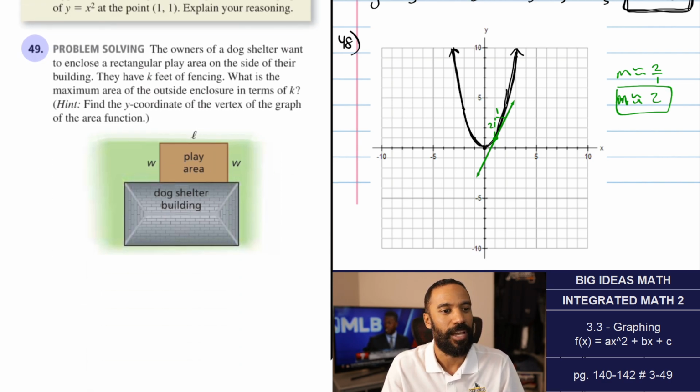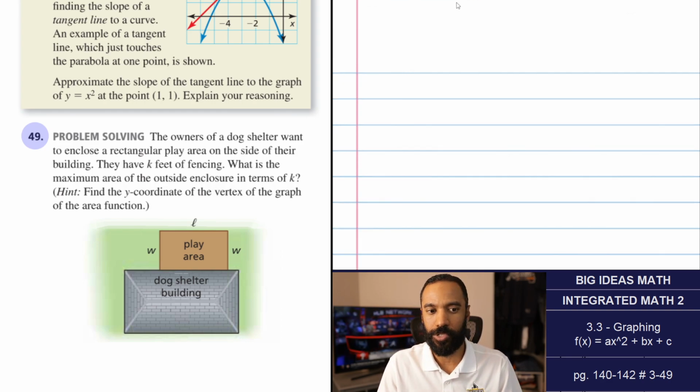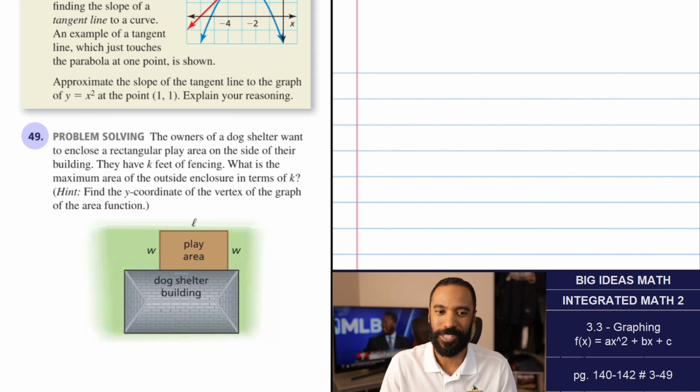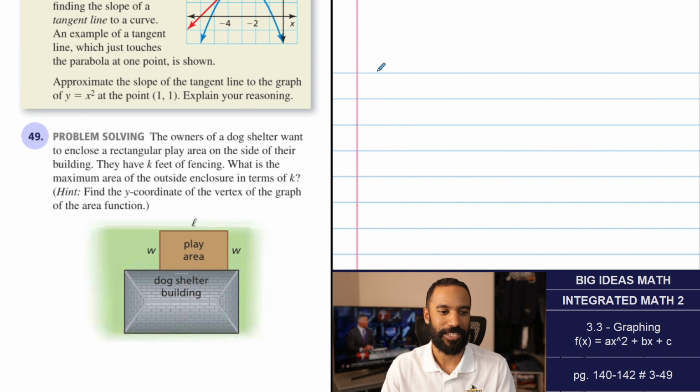x squared plus bx plus c. Okay, last question, problem solving. The owners of a dog shelter want to enclose a rectangular play area on the side of their building. They have k feet of fencing. What is the maximum area of the outside enclosure in terms of k? Hint: find the y-coordinate of the vertex of the graph of the area function.